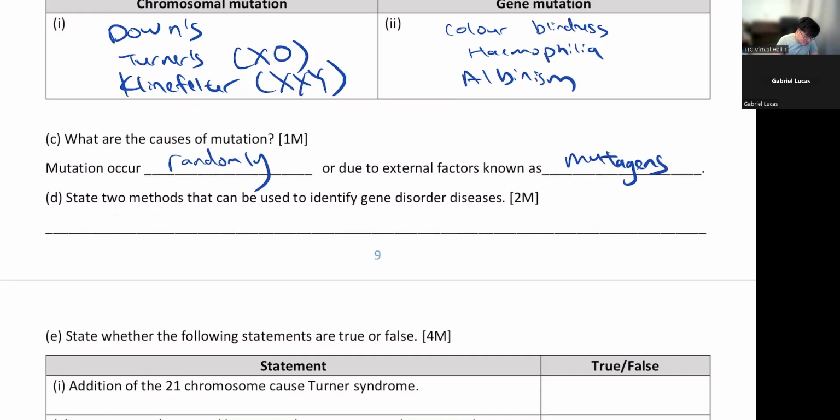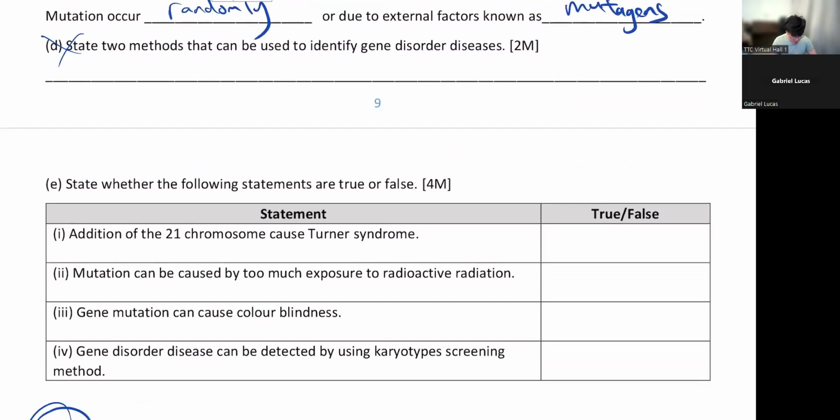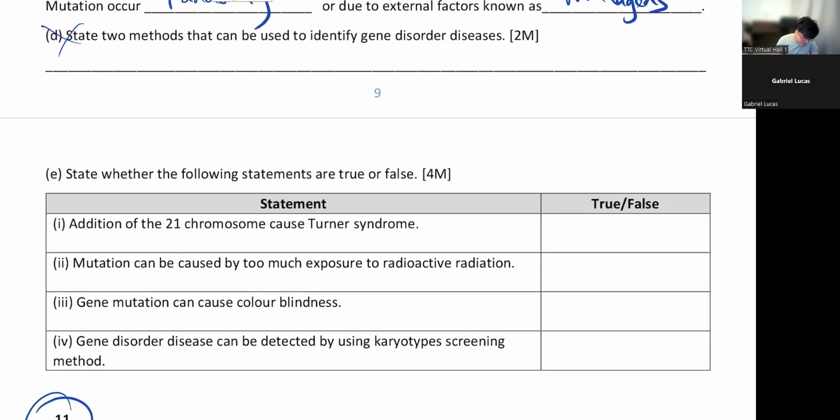Right. So, state 2 methods that can be used to identify gene disorder. You know what? We skip this. Not important. So E, state whether the following is true or false. Addition of the 21 chromosome causes Turner syndrome. Okay, no, this is false. It's actually Down syndrome.